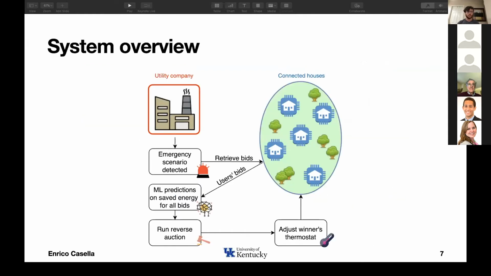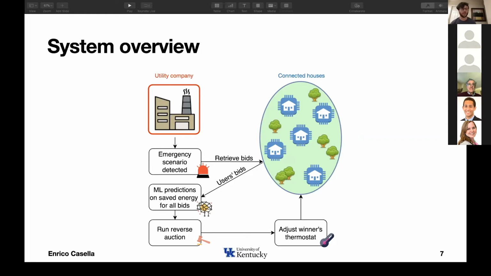So here is the system overview. This is what we do. Again, on one side, you have the utility company. On the other side, you have connected houses. The utility company sees that there is a peak in the demand, and so the users are prompted with a message saying, hey, would you change the thermostat set point, let's say in the summer, increase your temperature by 2 degrees or whatever amount. The users can decide what temperature they feel comfortable with and how much money they want for each possible option.